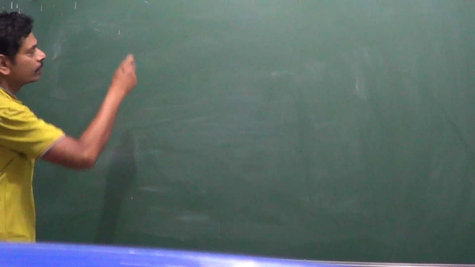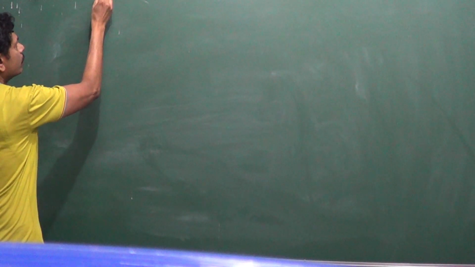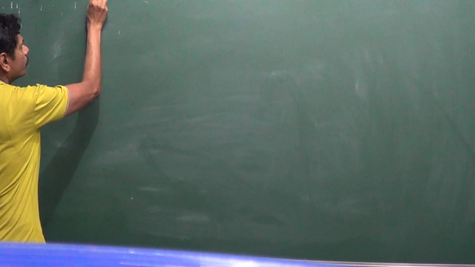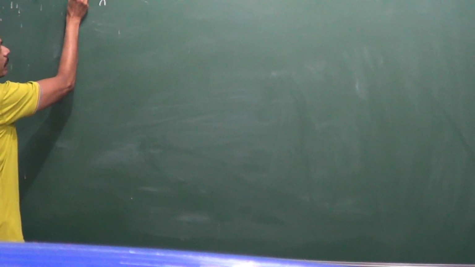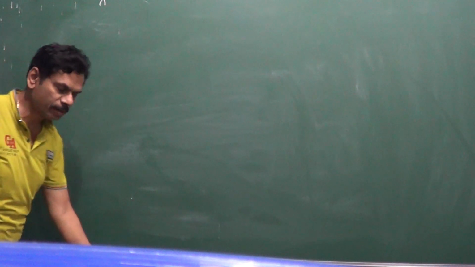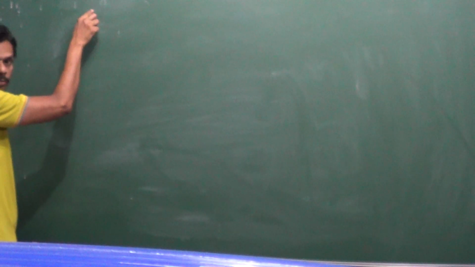Okay, see here, last class we derived this equation: nu bar is equal to 1 by lambda, where nu bar is the wave number. Wave number means the number of waves present in 1 meter. The number of waves present in 1 meter is called nu bar here.